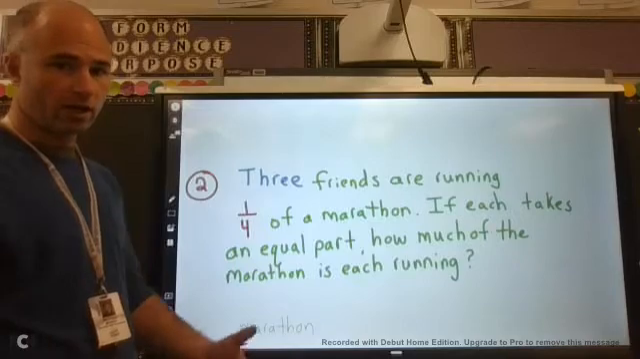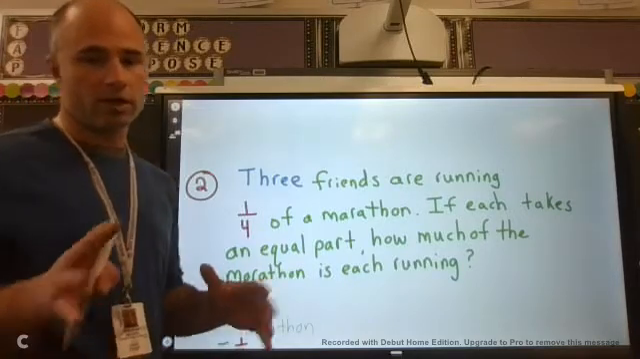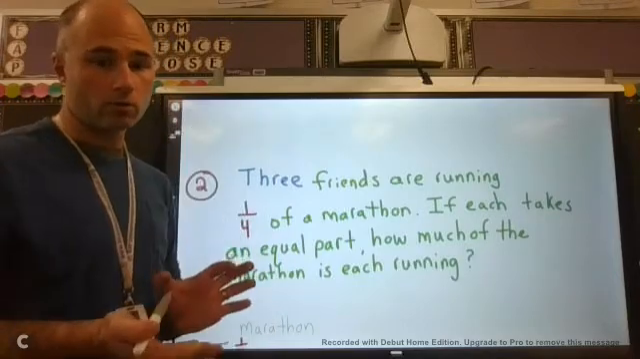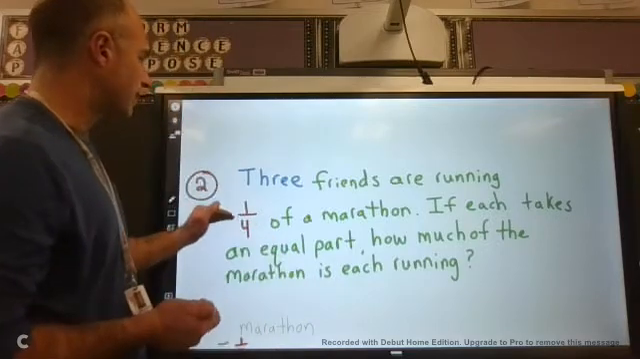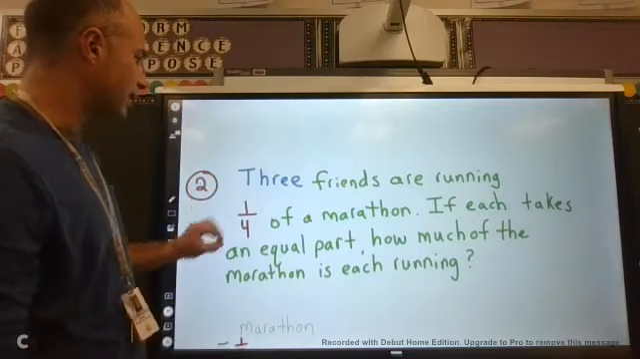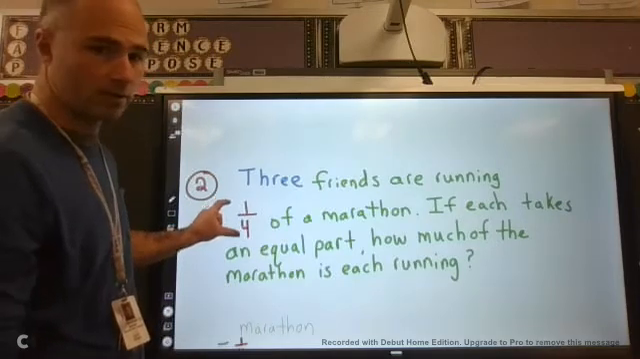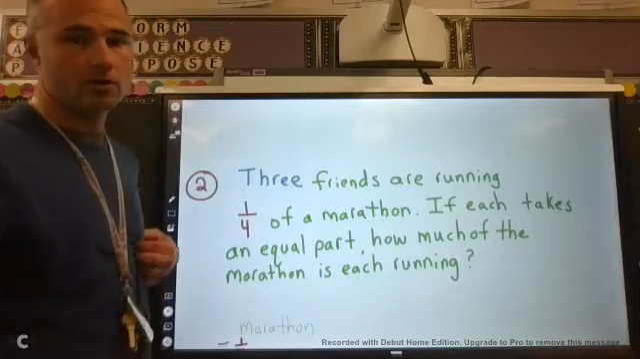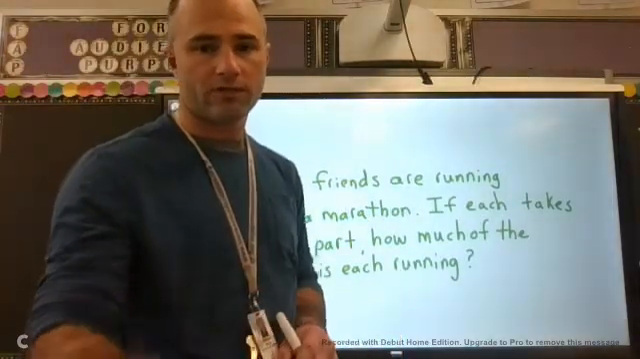So 3 friends are running 1/4 of a marathon. You don't need to know how far a marathon is. So just look at it as a marathon as one whole. Okay? But they're taking turns. They're splitting it up. So 3 of them are sharing 1/4. How much of the whole marathon are they doing? So I'm going to pause the video, and I want you to pause the video right now to work through and solve this problem.